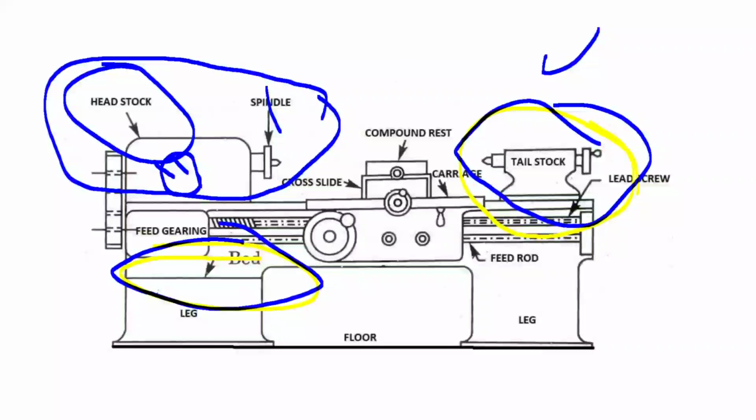Okay, the function has been explained, the main parts of the tailstock have been discussed, and even the two other names which are given to the tailstock: loose headstock, and the other name is puppet head. These are the two names which are given to the tailstock.